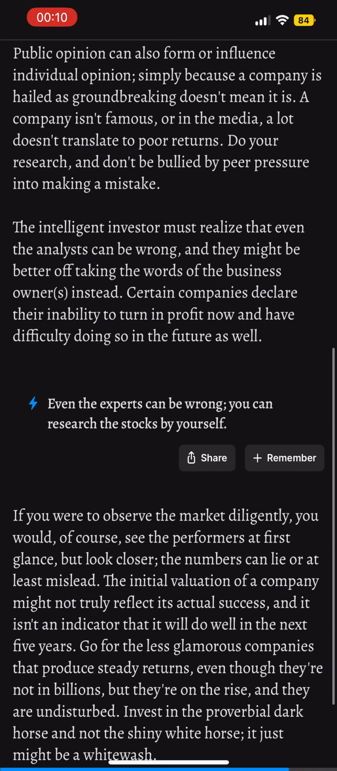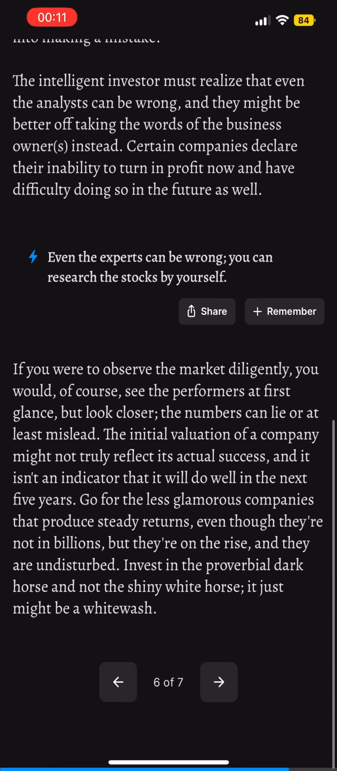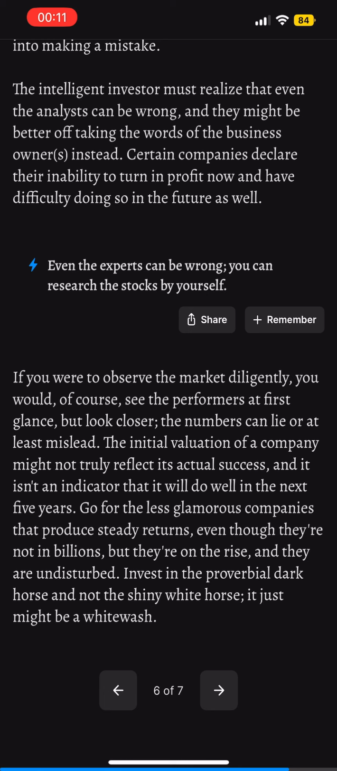The intelligent investor must realize that even the analysts can be wrong, and they might be better off taking the words of the business owner or owners instead. Certain companies declare their inability to turn in profit now and have difficulty doing so in the future as well. Even the experts can be wrong. You can research the stocks by yourself. If you were to observe the market diligently, you would of course see the performers at first glance. But look closer. The numbers can lie, or at least mislead.